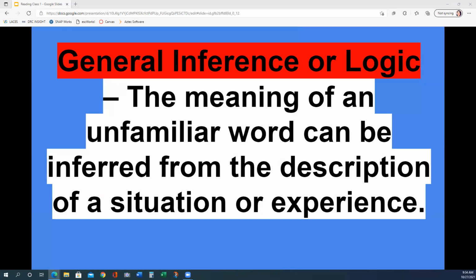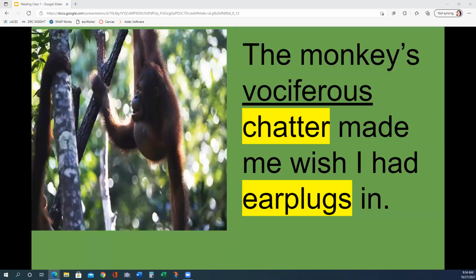Okay. So sometimes things aren't said outright, but they might be inferred. For example, the monkey's vociferous chatter made me wish I had earplugs in. So again, we may not know what vociferous means. We do now because we talked about it. But if we're reading this and we've never seen this word before, if we're looking and we say, the chatter made me wish I had earplugs in, what most likely is going on?